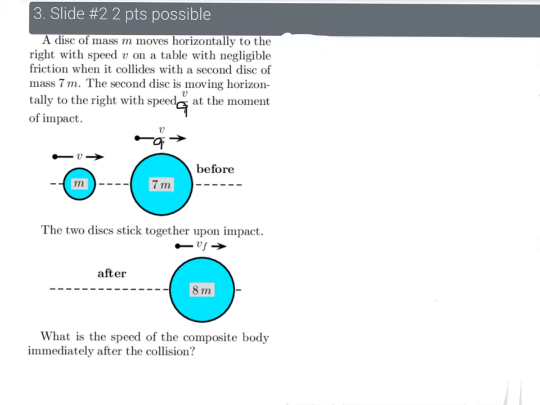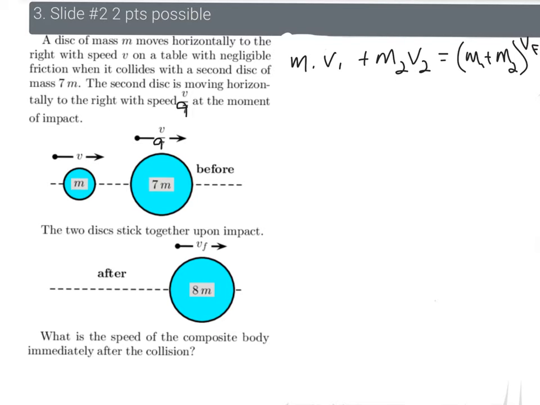And for our inelastic collision, we're going to have m and 7m. I'm going to just write out the equation: m1v1 plus m2v2 is equal to the combined mass m1 plus m2 multiplied by some final velocity. So we don't have any numbers. We have to just do this algebraically.